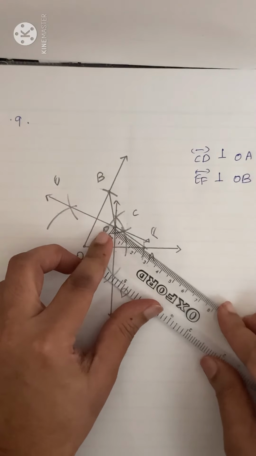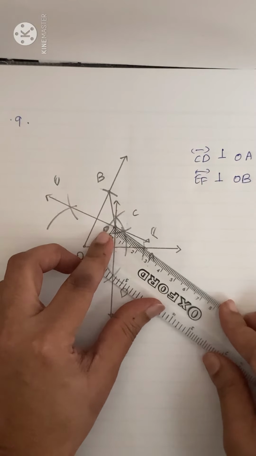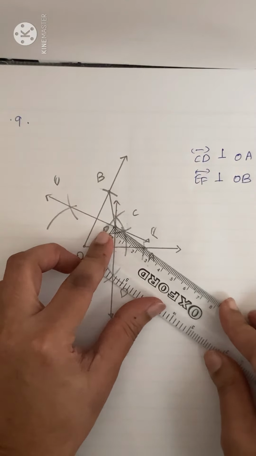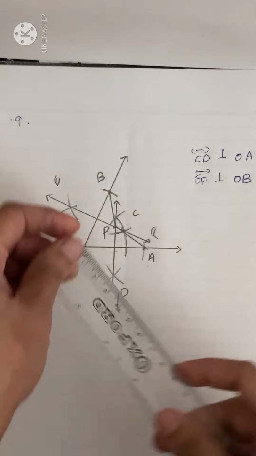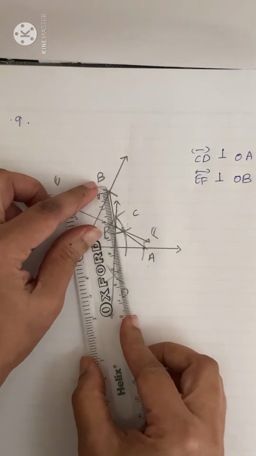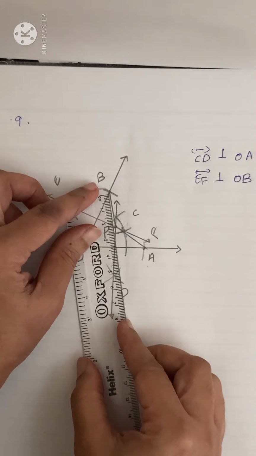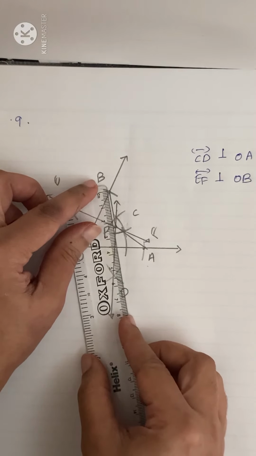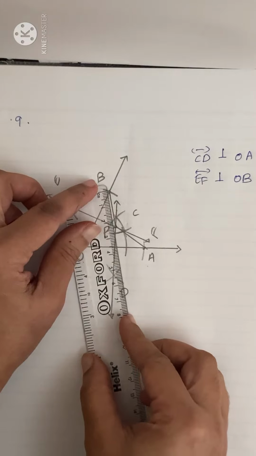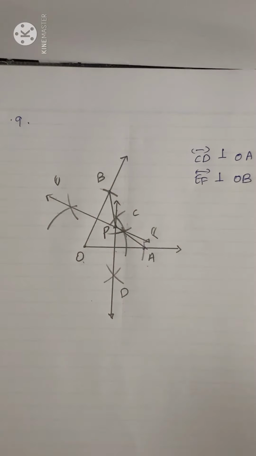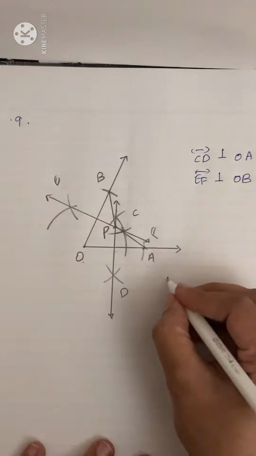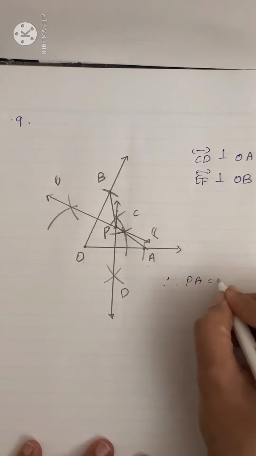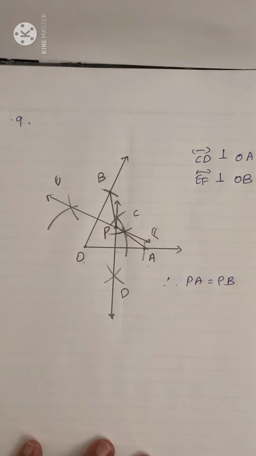Here PA is 2.5, PB is also 2.5. So both are same. Therefore PA equals PB.